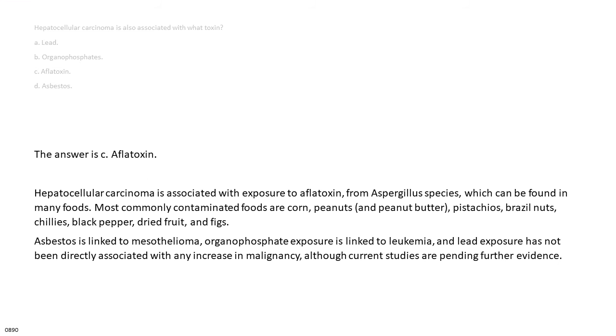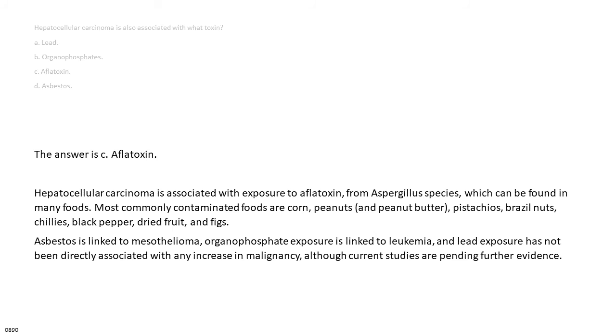The answer is C. Aflatoxin. Hepatocellular carcinoma is associated with exposure to aflatoxin, from Aspergillus species, which can be found in many foods. Most commonly contaminated foods are corn, peanuts, and peanut butter, pistachios, Brazil nuts, chilies, black pepper, dried fruit, and figs.